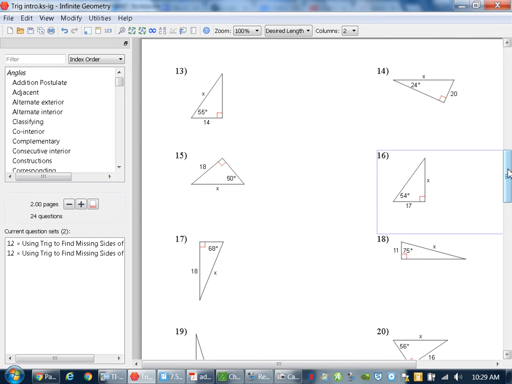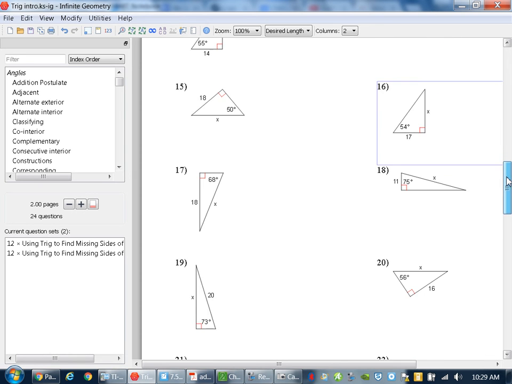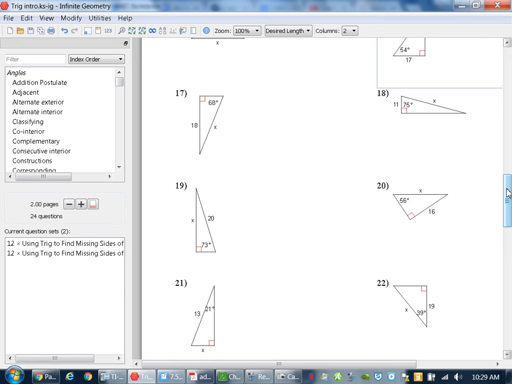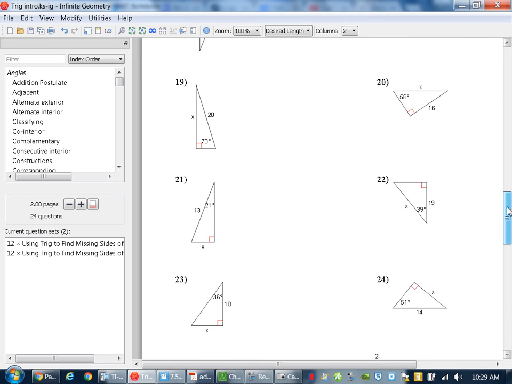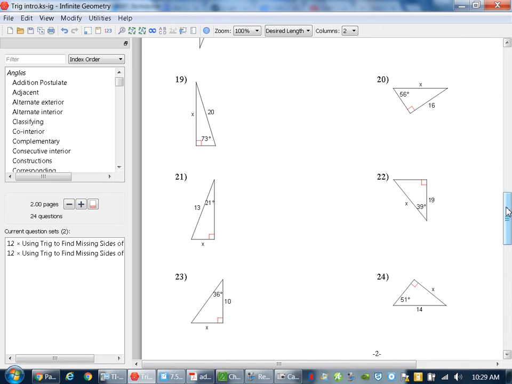16, what'd you use? Tangent. Tangent of 54 is x over 17. Okay. 17 was sine again, good. Sine of 68 was 18 over x. 18, what do you use? Cosine. Cosine of 75 is 11 over x. 19, you used sine, good. Sine of 73 is x over 20. 20, you used sine again, sine 56, 16 over x.